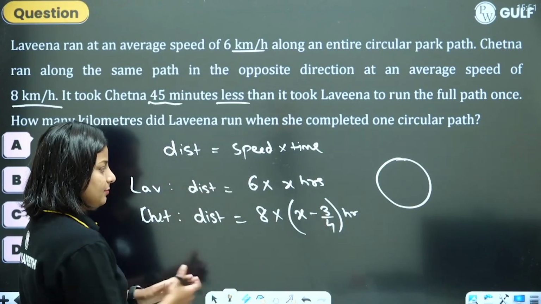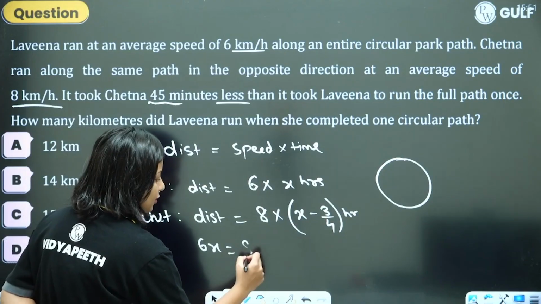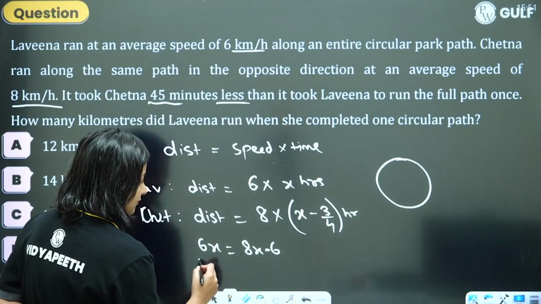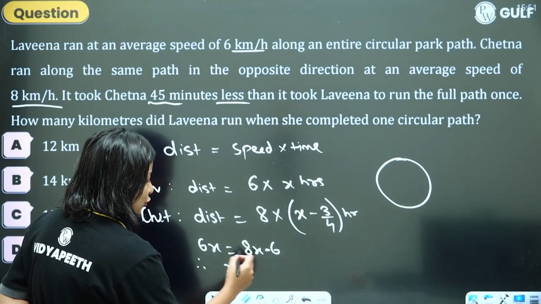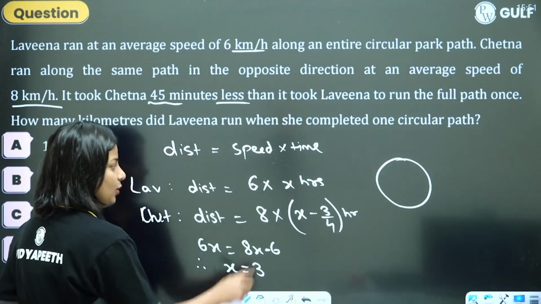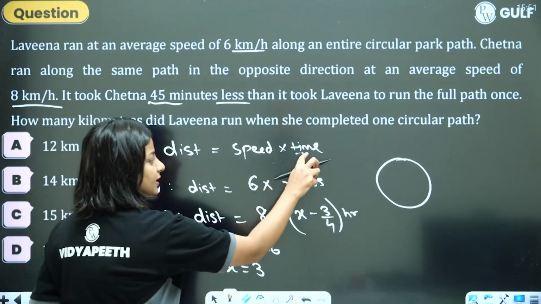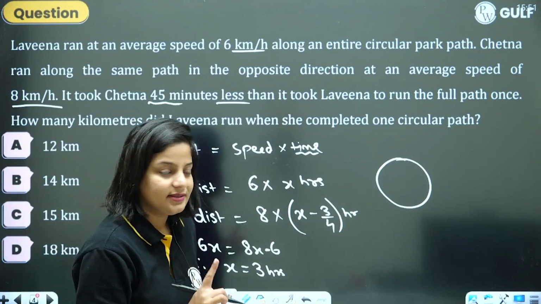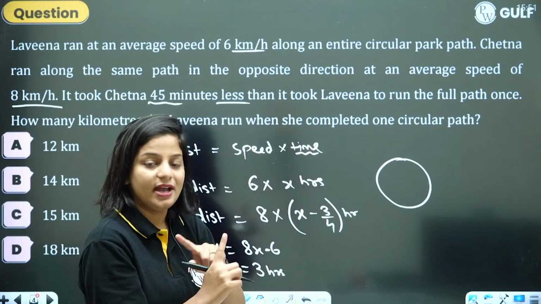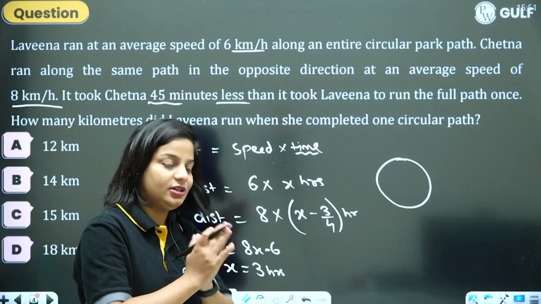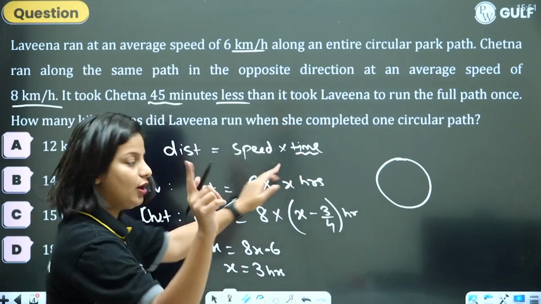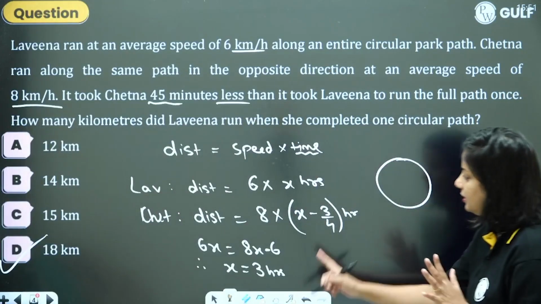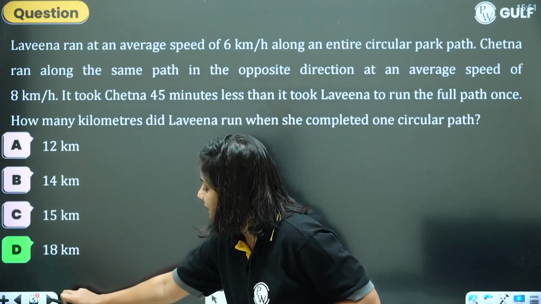Both the distances are the same, so let's equate the two equations. 6x is equal to 8x minus 6. That is 2x is equal to 6, x is equal to 3. What was x, bachcho? x was time. So we have got 3 hours. Question says what is the distance covered. They are not asking you the time, they are asking you the distance. So distance is speed into time. For Lavina, it is 6 into 3, 18 km. Option B will be the right answer. There we go.